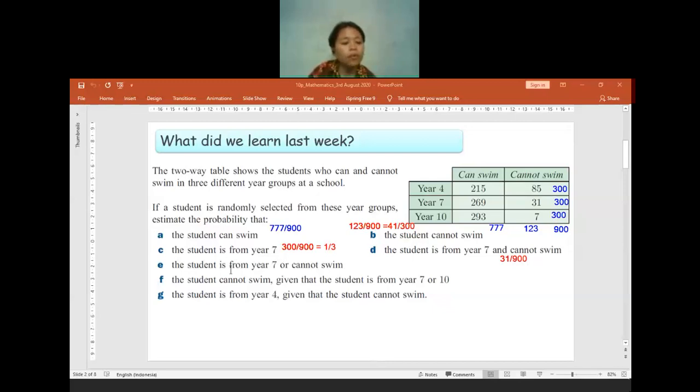Really appreciate it. For question E, the student is from year 7 or cannot swim. So how many are they in total? 300? Are you sure? From year 7 or cannot swim. So you have to make a list. 92. Okay, correct. So this is year 7. This is cannot swim, cannot swim, cannot swim. So we have to add all of them. 269 plus 31 plus 85 plus 7. It will be 392.